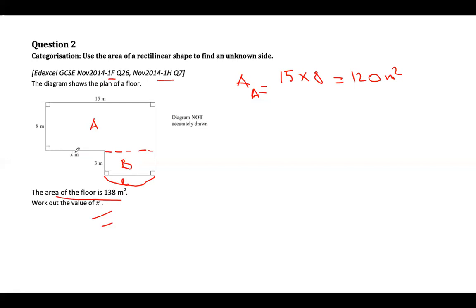Now, as you see, the whole side from this point to this point is 15 meters. All of this is 15 meters, as parallel sides in a rectangle. So 15 meters, 15 meters. And because all of this is 15 meters, this bit is x. So the length of rectangle B is going to be 15 take away x. So the area of shape B, or rectangle B, is going to be how much?